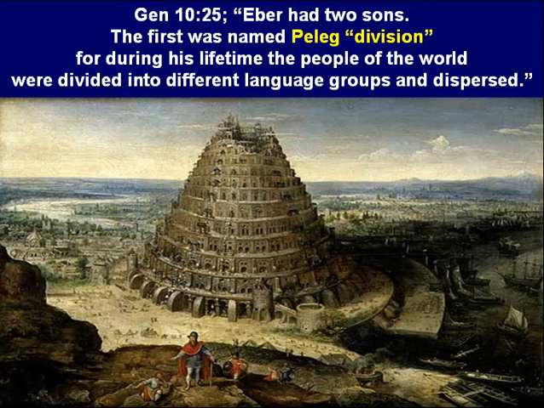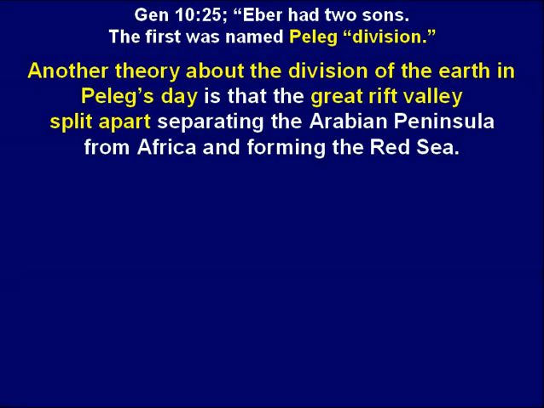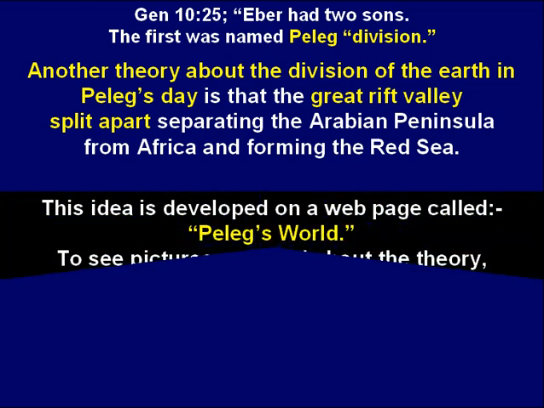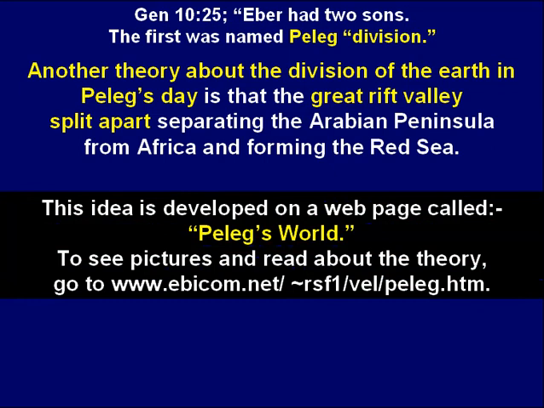In Genesis 10:25, Eber had two sons. The first was named Peleg, division, for during his lifetime the people of the world were divided into different language groups and dispersed. Another theory about the division of the earth in Peleg's day is that the Great Rift Valley split apart, separating the Arabian Peninsula from Africa and forming the Red Sea. This idea is developed on a webpage called Peleg's World.